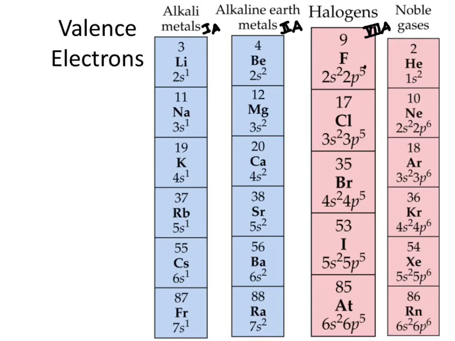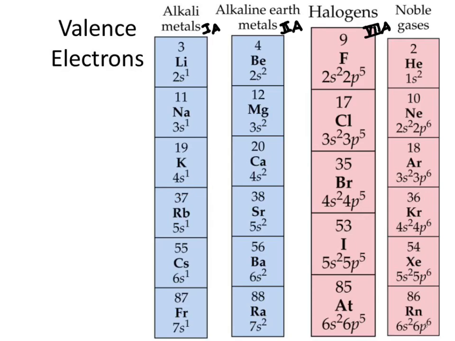So fluorine, for example, 2s2, 2p5, if I gain 1 electron, I look like neon. Chlorine, 3s2, 3p5, if I gain 1 electron, I look like argon. All right? And so that's how our valence electrons work.